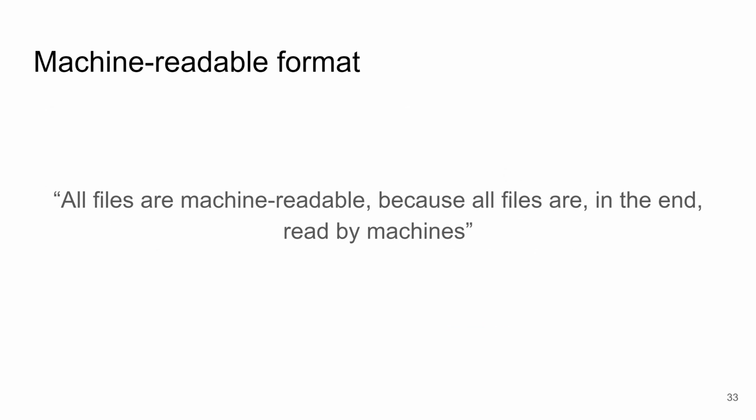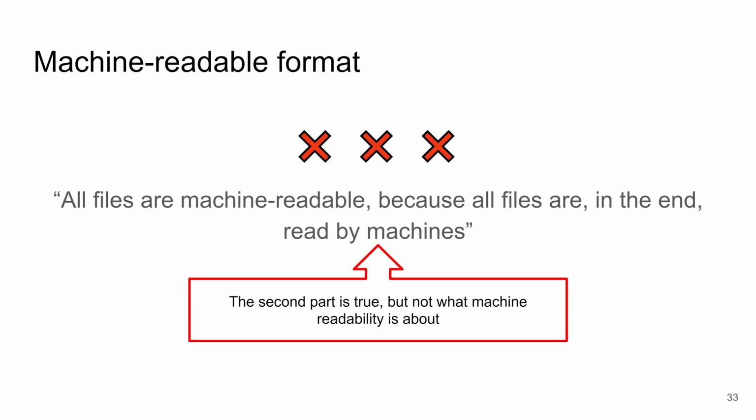Another term used to describe formats is machine readability. And this one is quite interesting because there are various opinions on machine readability. For instance, someone may say that all files are machine readable because all files are in the end read by machines. They are stored in storage which is read by a machine, so inherently all files need to be machine readable. Well, of course this is not true. The second part is because in the end all files are read by machines, but machine readability is not about this.